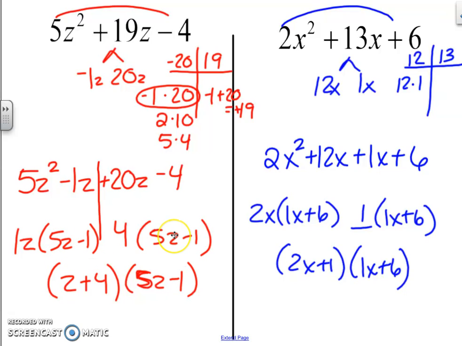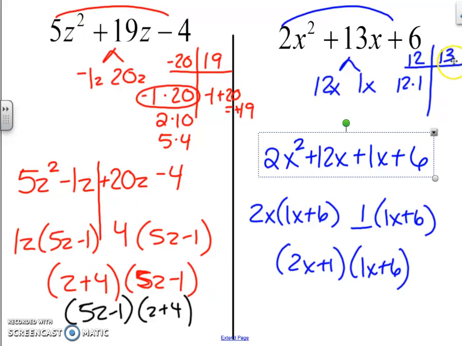I rewrote this parenthesis over here and divided negative 4 by negative 1 to get positive 4. Or you could have divided 20 by 5 to get a positive 4. And then the last step is to rewrite these, and I just wrote 1z as z, and then plus 4, and then I wrote 5z minus 1. So something to note is you could also have 5z minus 1 and z plus 4. The order of the parentheses, which one comes first or second, does not matter in this case.